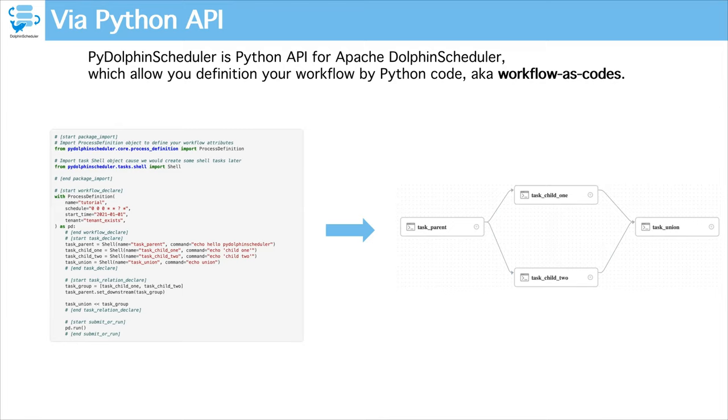We can just use Python in our terminal to call this function and this file. After this file is called, we can go to our web UI to see what workflow we have just created. And the workflow is like the one on the right side. We can see one task as the primary, and the other three are downstream.